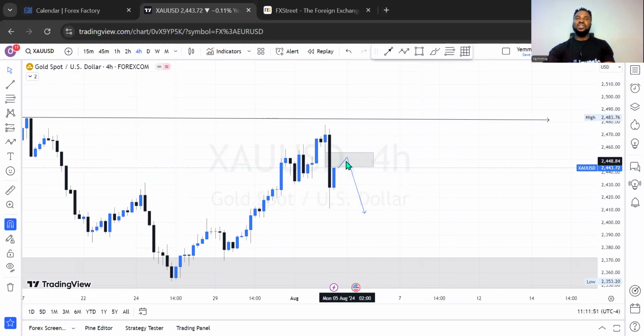For this week, I'll be expecting the market to do a little bit of buy into this range, sell to grab liquidity, and then we expect the bigger buy. This is my outlook on the gold USD, and I wish you all the best.